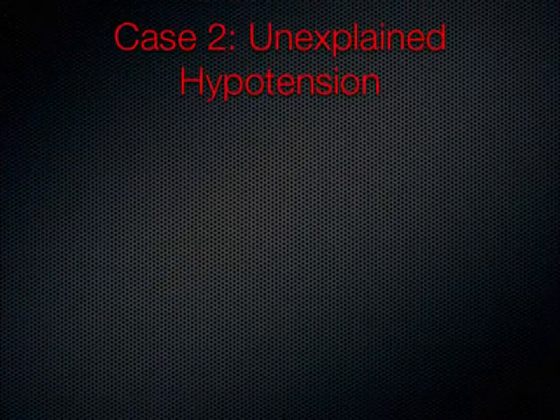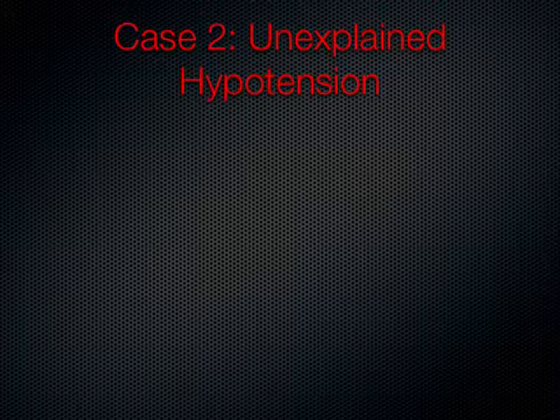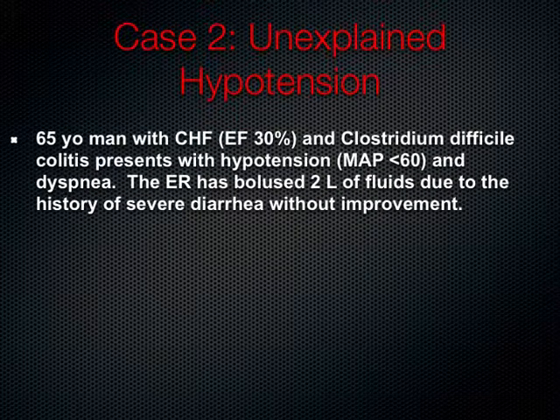Okay, case 2. This patient's got basically unexplained hypotension. It's a 65-year-old guy who comes in. He's got congestive heart failure. EF means ejection fraction. That's the way the cardiologists quantitatively assess the left ventricular output. And this patient, a normal ejection fraction is around 75-80%. This patient's ejection fraction is severely decreased at 30%, which is why they have congestive heart failure.